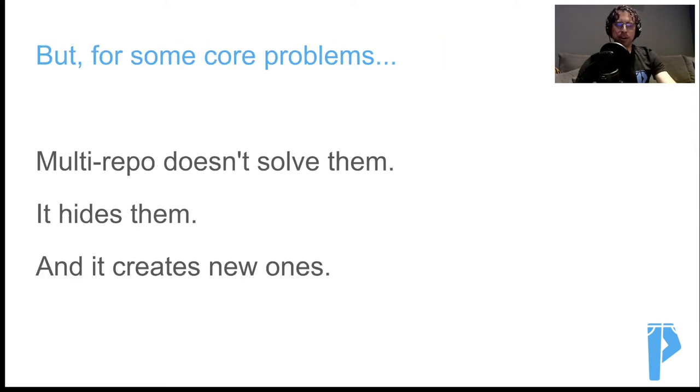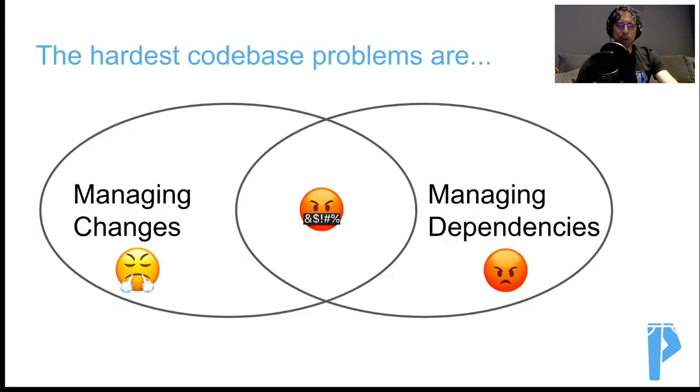But there is a set of core codebase management problems that multi-repo not only doesn't solve, but it hides them and it introduces new problems instead. Whereas monorepos make these issues explicit so that you can reason about them and have tooling that helps you handle that complexity instead of kicking it down the road and pretending it doesn't exist. And so let's look at this real world scenario. The main example I want to look at is the problem of managing dependencies in the presence of changes. This, to me, is one of the hardest problems about managing a code base, and particularly where those two things overlap. Managing dependencies is hard, but managing dependencies in the presence of changes is dramatically harder, and vice versa. That intersection is where so much code base management pain lives.